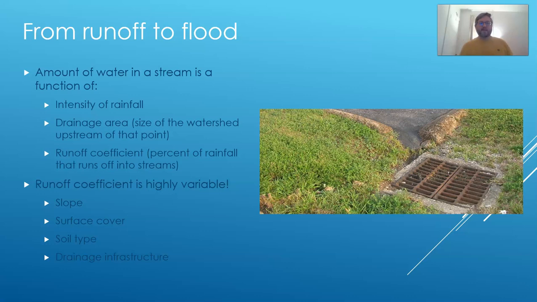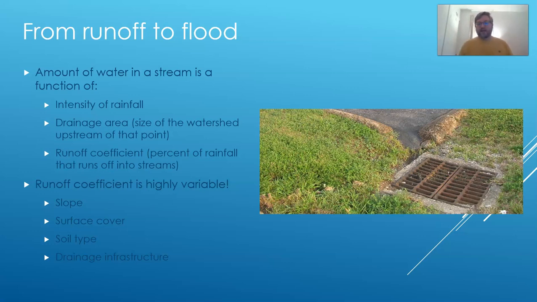So the amount of water that's flowing in our streams is going to be a function of three main things that are going to affect how much water is going into our streams. The first is the intensity of the rainfall. Are you getting just a little bit of dripping precipitation coming down, or are you getting lots of hard rain, lots of water falling in a period of time? So how much rain is falling, the intensity of it.